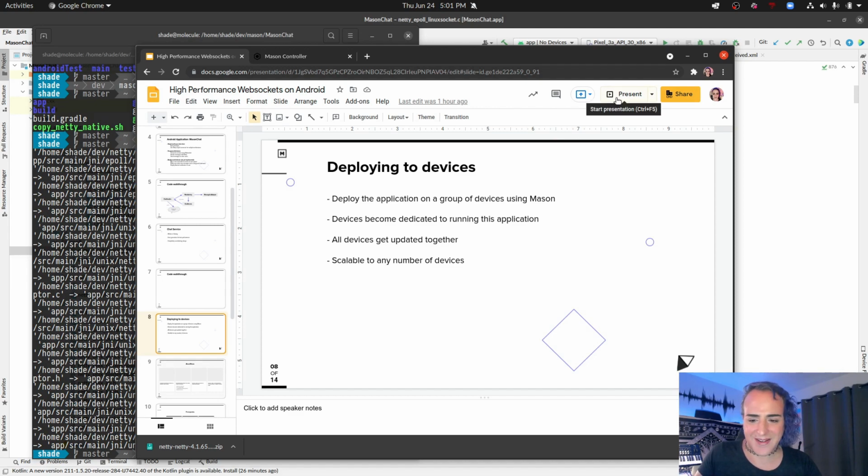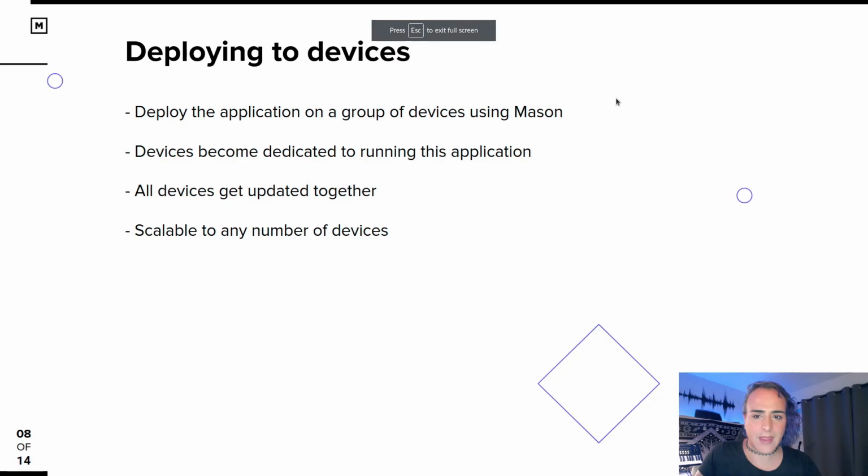Okay, the next part we're going to talk about is we're going to deploy this application. We're going to build it and we're going to deploy it, and we are going to get it up and running on a pair of devices. Now, these devices are provided by Mason, which happens to be the company that I work for. These devices are going to be dedicated to running this application. So this is a simple kind of contrived use case, but you can see how you might want some mobile devices that really just do one thing. And today, they're just going to be doing a lot of chatting. All the devices in our system are going to get updated together, and we can scale this up to any number of devices. Today, we're just going to be using 2.